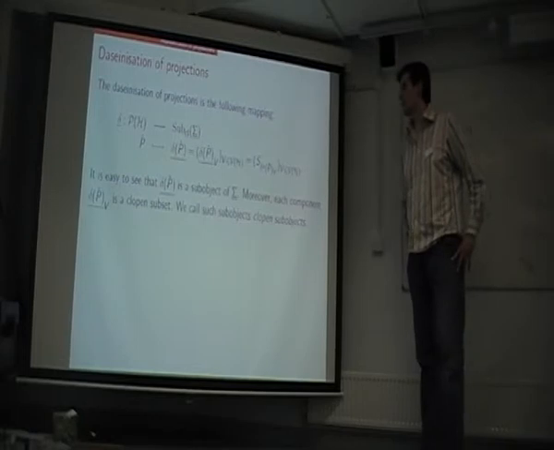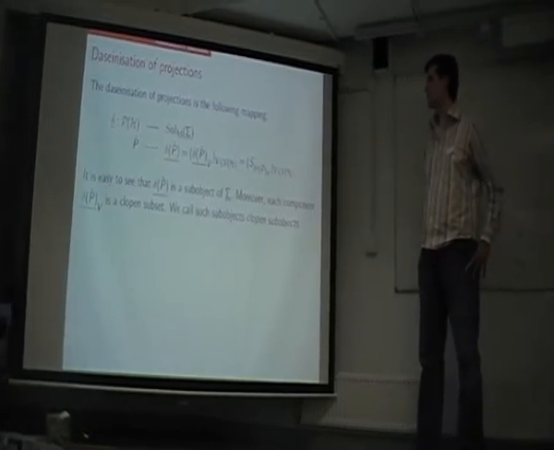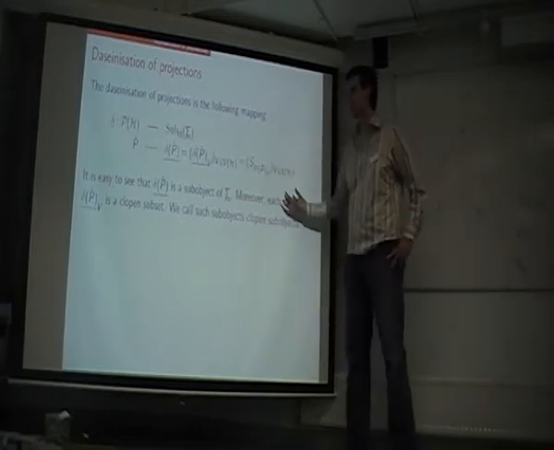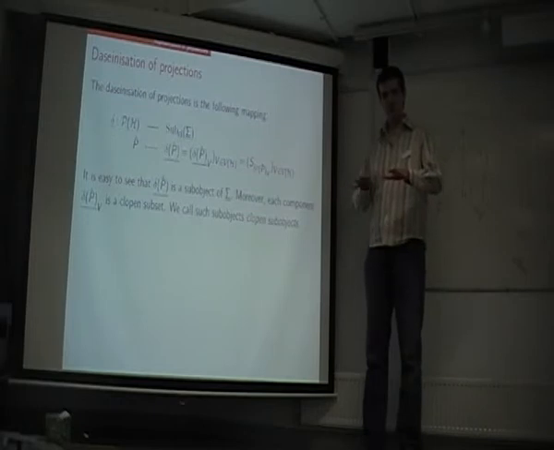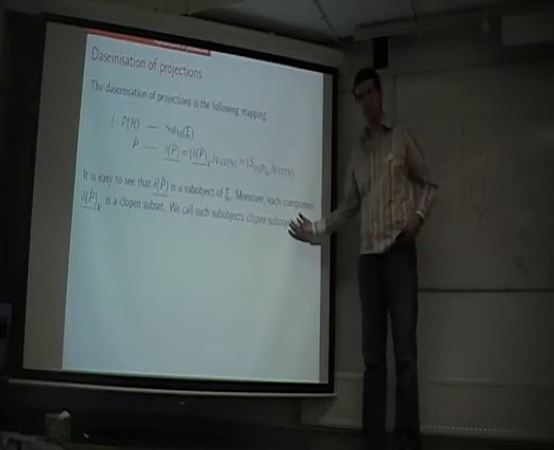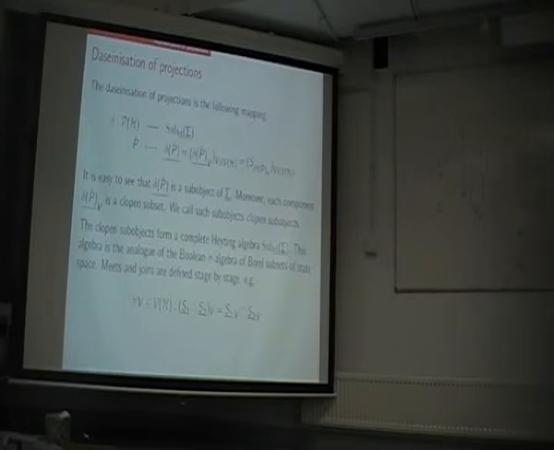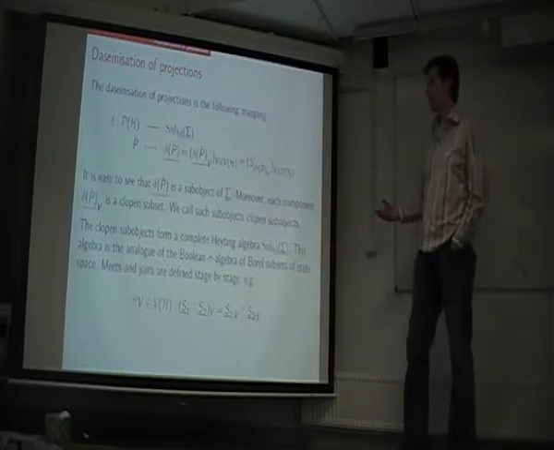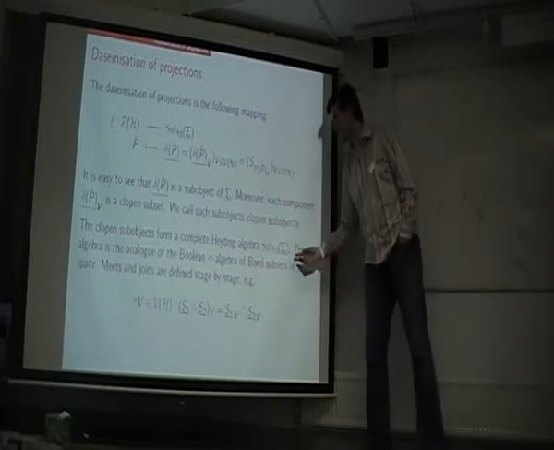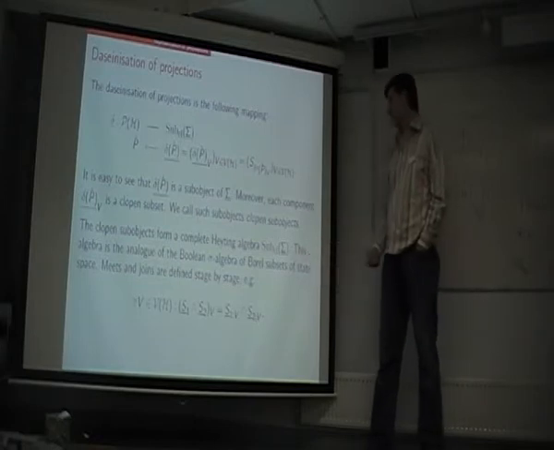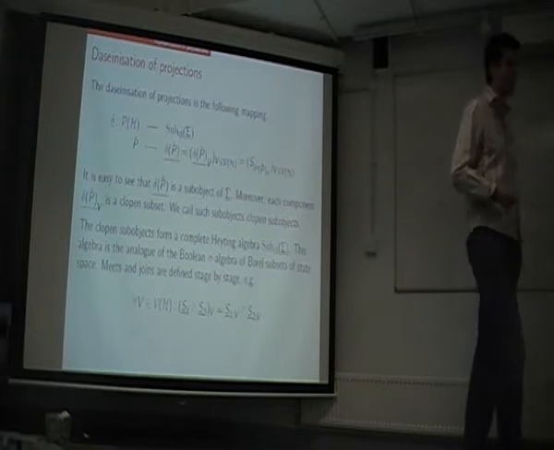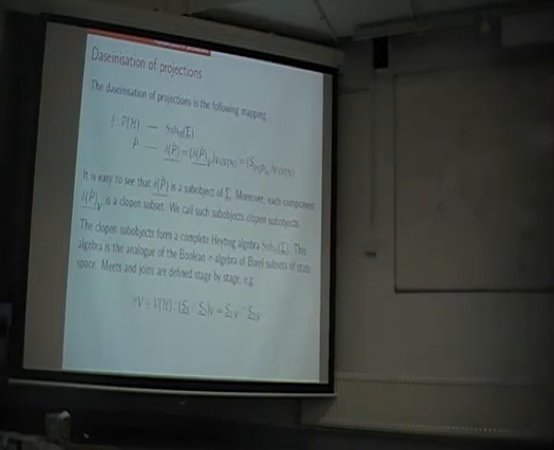It's easy to see that I get a sub-object of the spectral presheaf, and of course each component is a clopen subset by construction, and we call sub-objects such that every component gives me a clopen subset clopen sub-objects. This is somewhat similar to the classical case where you will not want to talk about all subsets of state space, but you want to talk about measurable ones. So the clopen sub-objects are something like the analog of measurable subsets. The clopen sub-objects, as proof needed, form a complete Heyting algebra. This is what you write this way, Sub_cl over Sigma. As I said, this algebra is the analog of the Boolean sigma algebra of Borel subsets of the state space for a classical system.